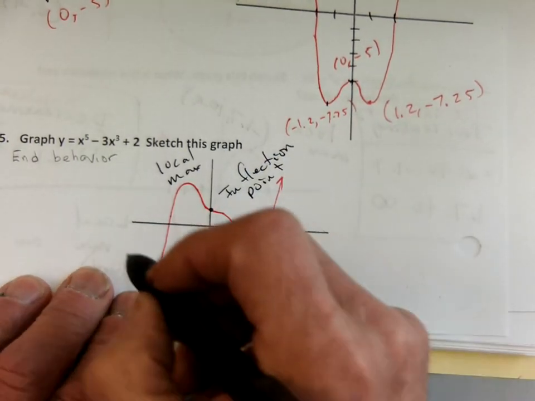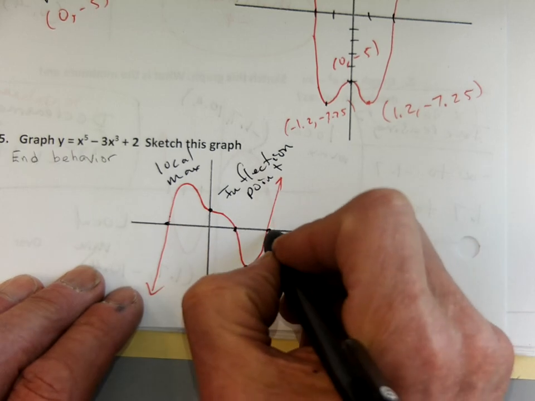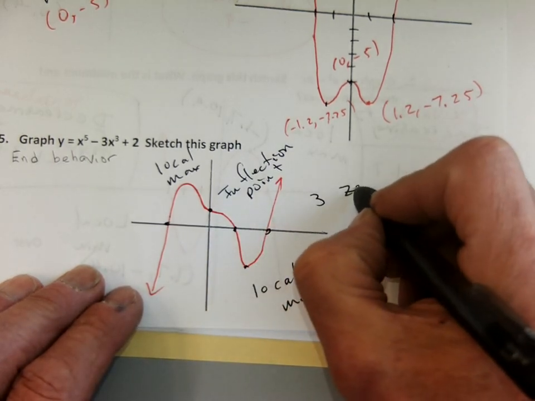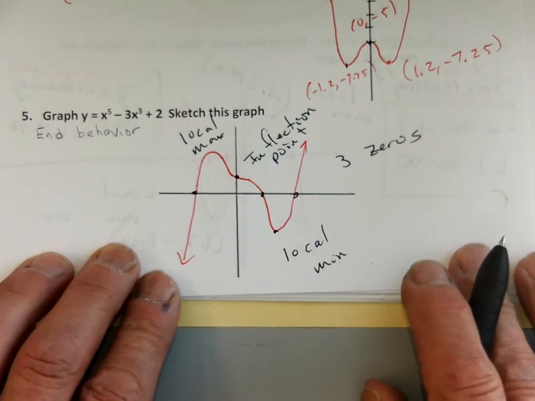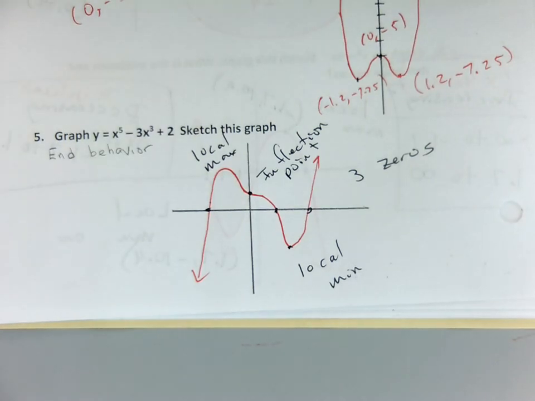And it has 1, 2, 3 zeros. Okay, write that down. It has a local max, a local min, an inflection point, and it has 3 zeros. It could have more, but it has 3.